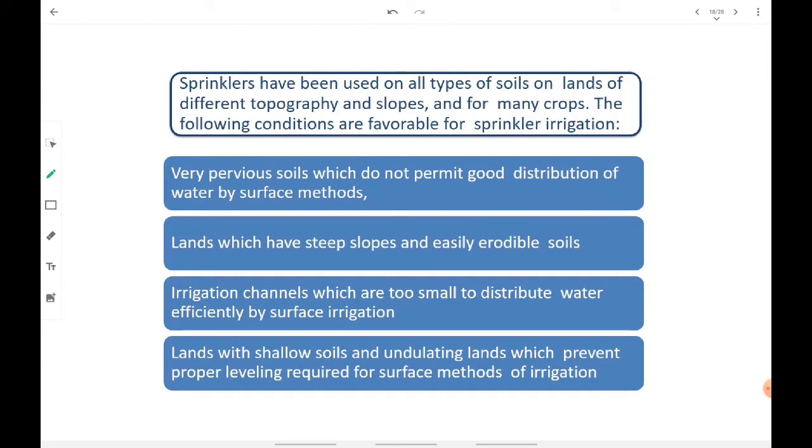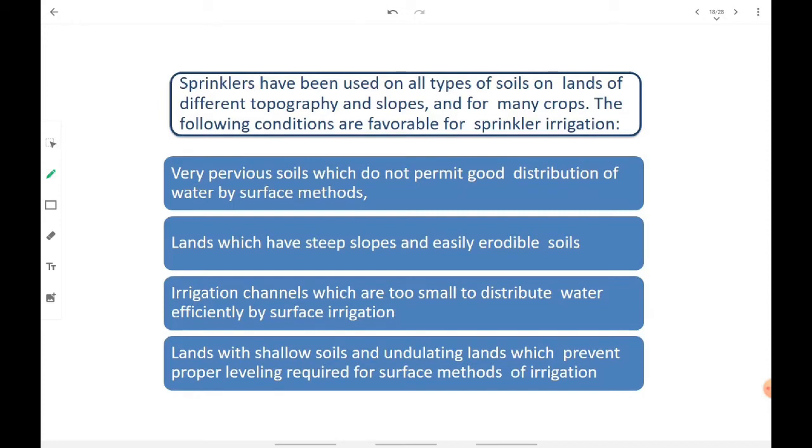The following conditions are favorable for sprinkler irrigation. The required conditions for having sprinkler irrigation are very pervious soil which does not permit good distribution of water by surface method. Then land which has steep slope and easily erodible soils. Then irrigation channels which are too small to distribute water efficiently by surface irrigation, and lands with shallow soil and undulating lands which prevent proper leveling required for surface method of irrigation.